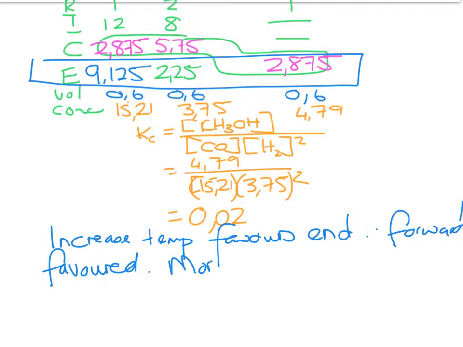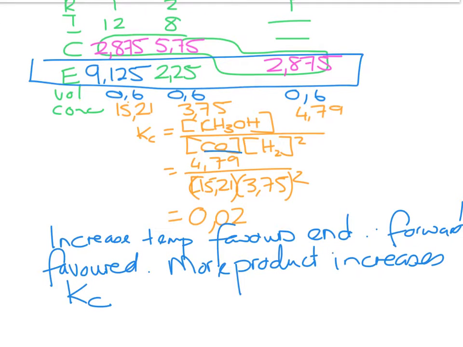More product increases Kc, because obviously this number would get bigger and therefore the whole of Kc would increase.